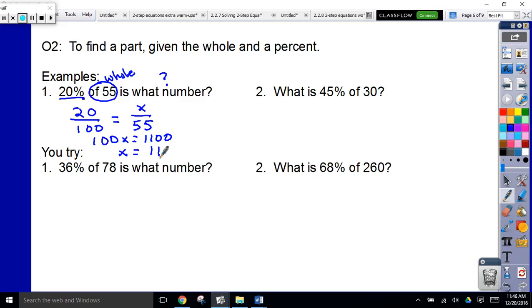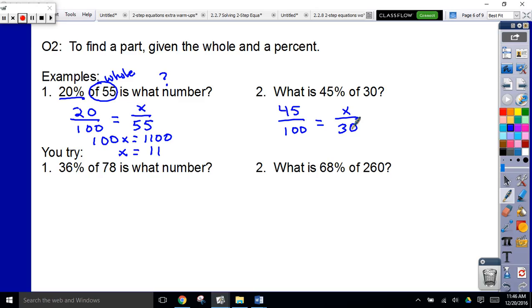Okay, how would we set up the proportion for number 2? Volunteer on this one? Cheyenne, you want to try it? 45 over 100 equals x over 50. Good.